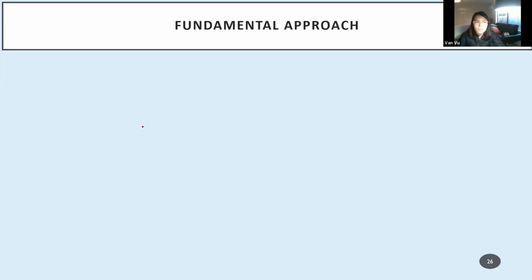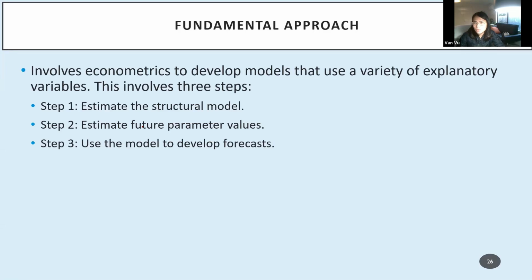All right, so the second approach is the fundamental approach. In this case, you don't really rely on the forward market, but you want to involve econometrics and develop a model that best explains exchange rates. You rely on econometrics to tell you what best explains the relationship between exchange rates and the other macroeconomic conditions.